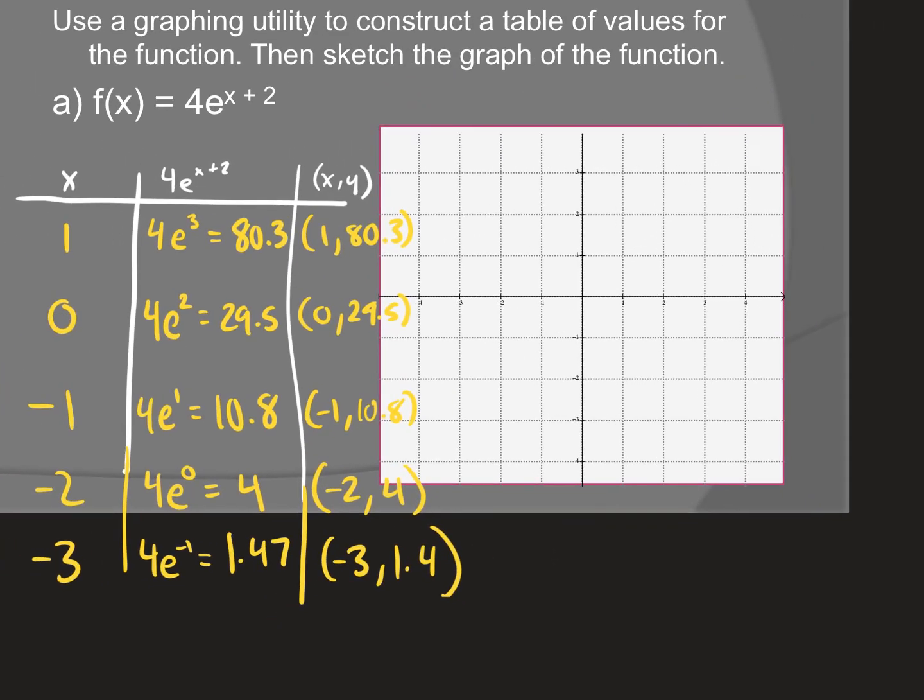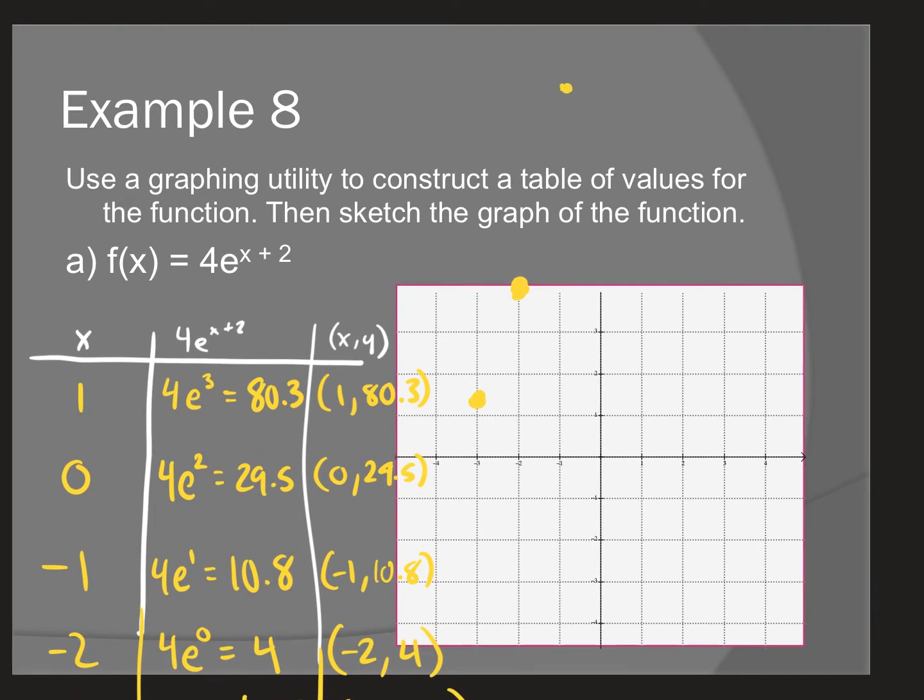So we can graph our points. I'm going to go to the left to -3, up 1.4. I go to the left to -2 and up 4. And I would go to the left to -1 up 10, which is way, way off our graph. So our graph looks like this. What do you think my horizontal asymptote is?